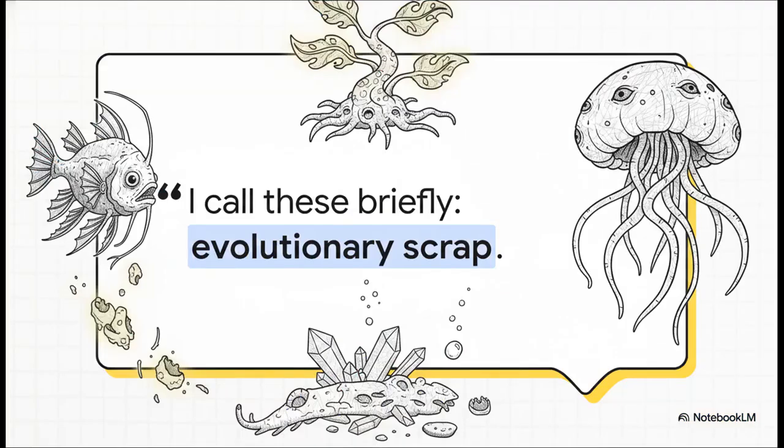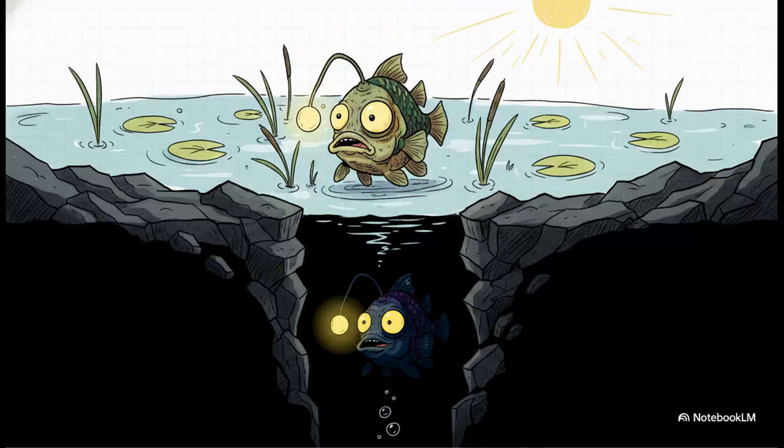So the crucial point here is captured in a specific concept from the source, a term that translates to evolutionary scrap. The theory neutrally explains that extreme genetic mutants, biology's outcasts, are actually the true inheritors of the deep sea. Think about it like a little mini-story.